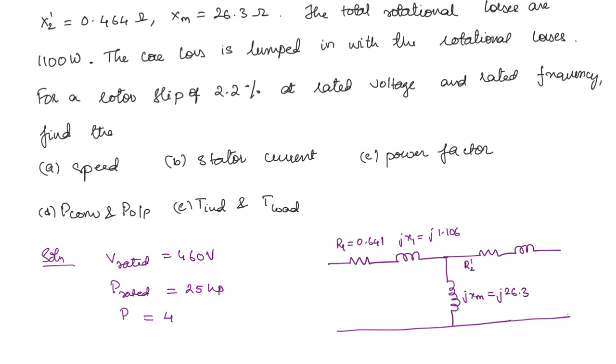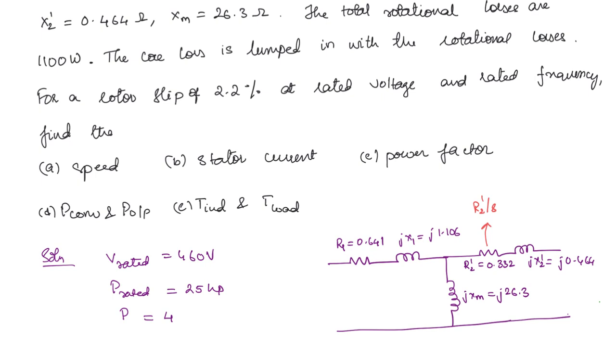R2 dash is given as 0.332. But you have to remember the actual value of the resistance here is R2 dash by S. Okay, so we are only writing down the R2 dash value here. And X2 dash is given as J 0.464 ohms.